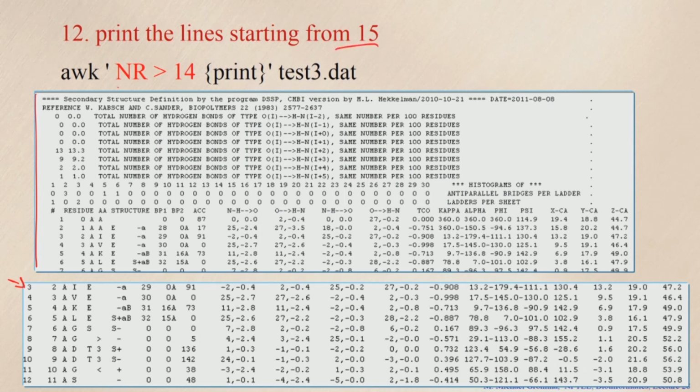So, here you can come, what is NR? Records, right. So, in this case line number is more than 14, because we need from 15, right. Then you print from this input file. So, then you will eliminate all these things, okay, 1, 2, 3, 4, 5, 6, 7, 8, 9, 10, 11, 12, 13, 14, right. So, then you can start, okay, this is 1, 2, 3, 4, 5, 6, 7, 8, 9, 10, 11, 12, 13, 14, right. So, then you can get from this line, right, this line.